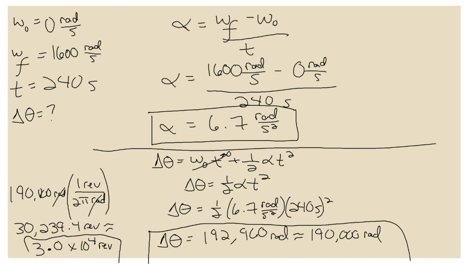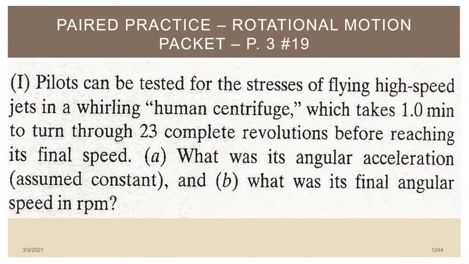Moving on to another example here, let's just take a look at one more, and then I'll have you try one on your own. This problem here says pilots can be tested for the stresses of flying high-speed jets in a whirling human centrifuge, which takes 1 minute to turn through 23 complete revolutions before reaching its final speed. What was its angular acceleration, assumed constant, and what was its final angular speed in RPM?